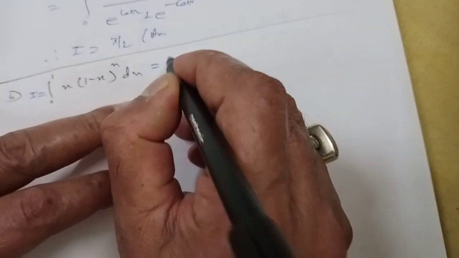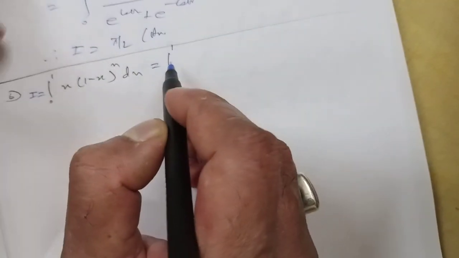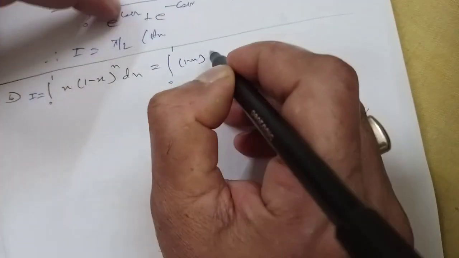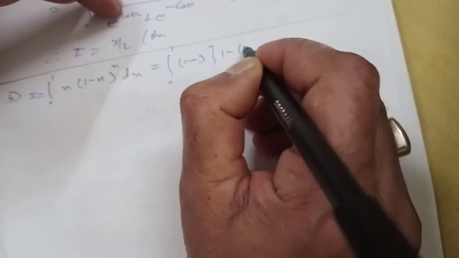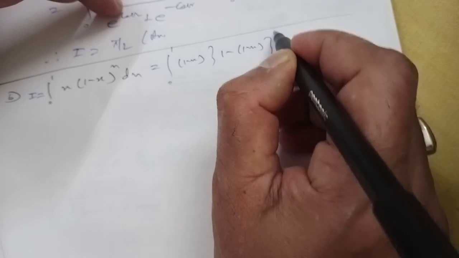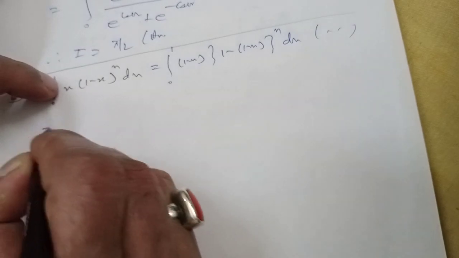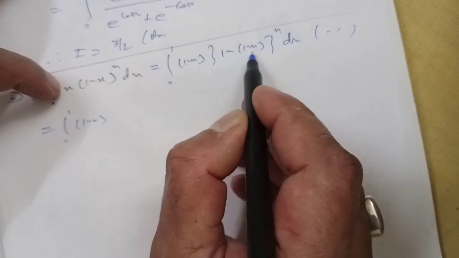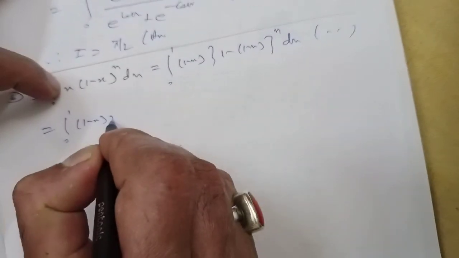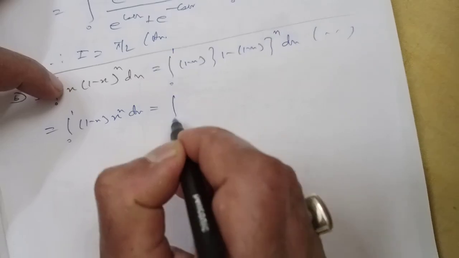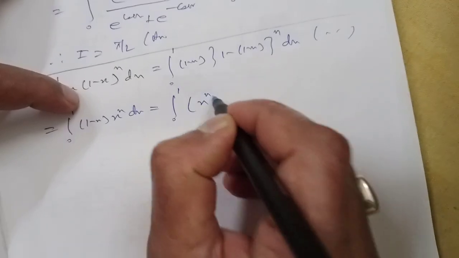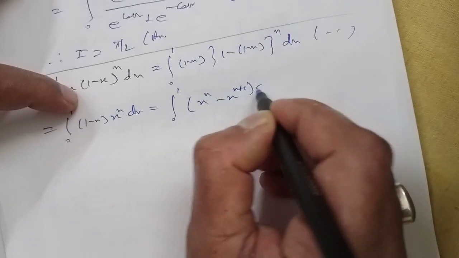Now applying fourth property we get 0 to 1. Look here, a is 1, so you have to replace x by 1 minus x. Instead of x I am writing 1 minus x, whole to the power n dx. You have to write the property here. Now we get integration 0 to 1 minus x. Look here, 1 minus 1 plus x, that is x to the power n dx. So you get 0 to 1, if we expand this, x to the power n minus x to the power n plus 1 dx.